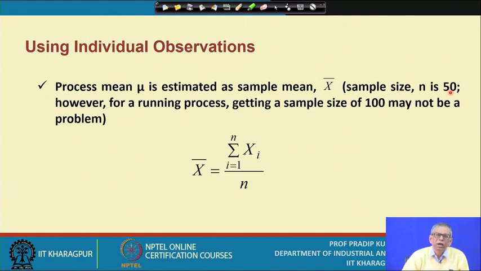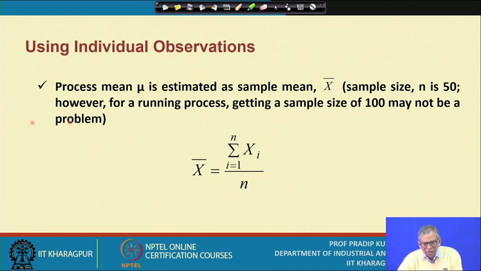So, the sample size should be as large as possible, and in a running production system, in a running process, getting a sample size of 100 may not be a problem. We have observed that practitioners will say, okay sir, give us just 2 days' time, and I will have a sample of 100 units or even 200 units. In a running production system, a repetitive manufacturing, this will not pose any problem. So you will have a sufficient number of data points in the sample.